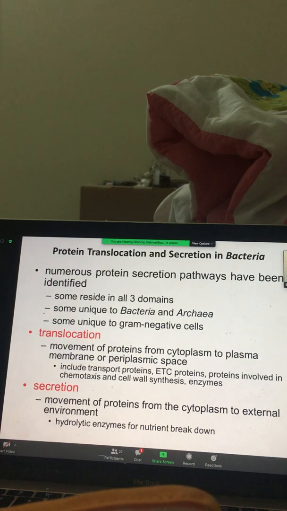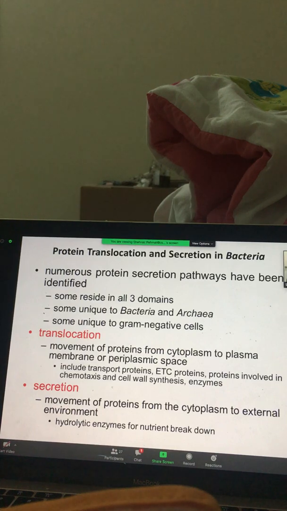Okay, so there are two terms that you will come across. One is called translocation versus secretion. The word translocation capitalizes on the idea that proteins are transported across from the cytoplasm, where they are made. They will have to be going to the plasma membrane or the periplasmic space. So this is called translocation. Or even if it is going up to the outer membrane of gram-negative.